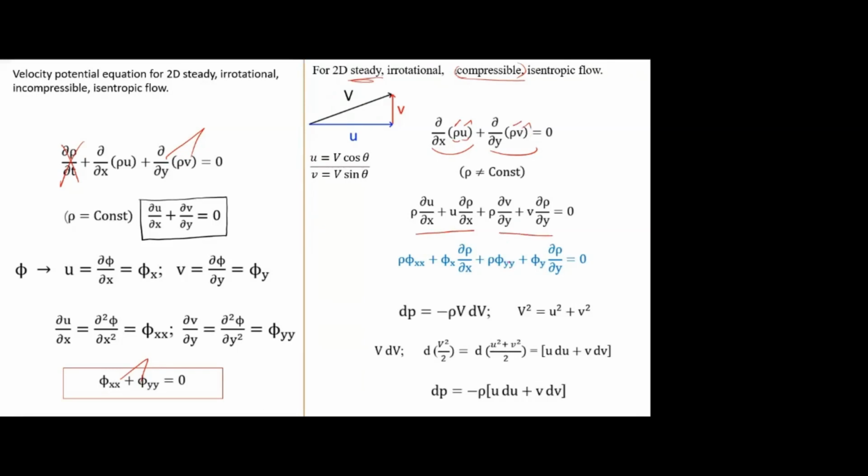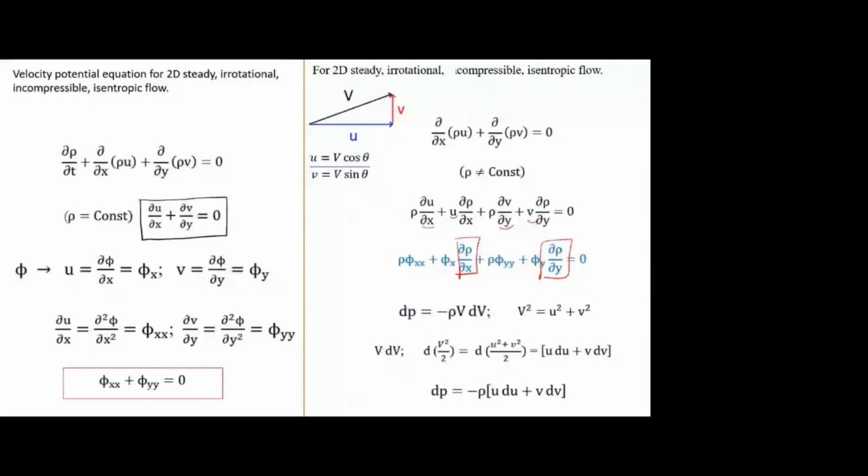And now I can convert all possible terms to phi. So ∂u/∂x is phi xx, u is phi x, ∂v/∂y is phi yy, v is phi y, and for the remaining term, the density, I am taking the same term. Only this term I want to convert now. So this is ∂ρ/∂x with phi xx, phi x, phi yy, phi y. Only these two terms I have to convert.